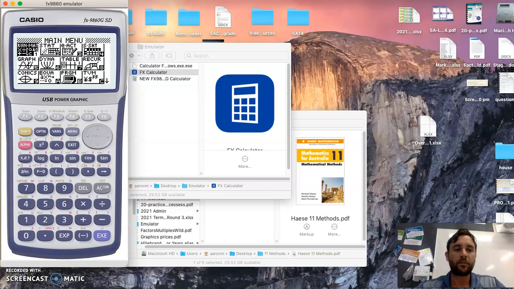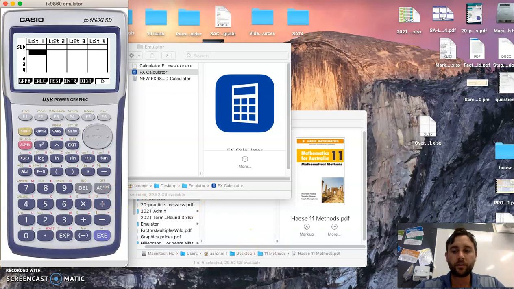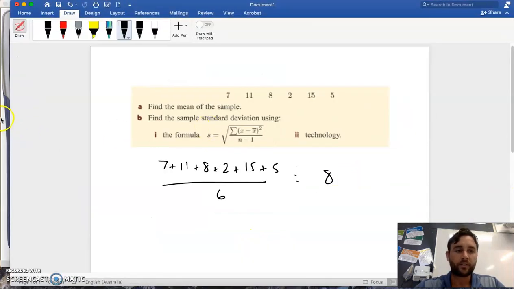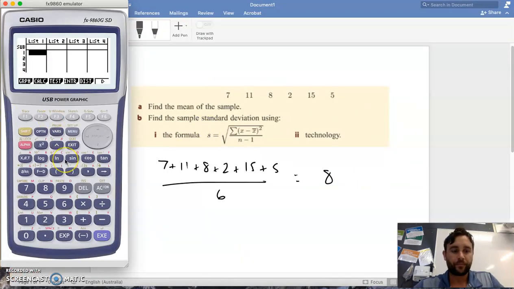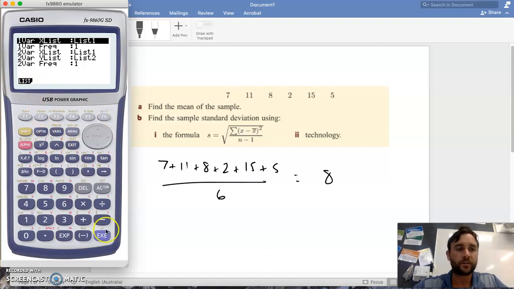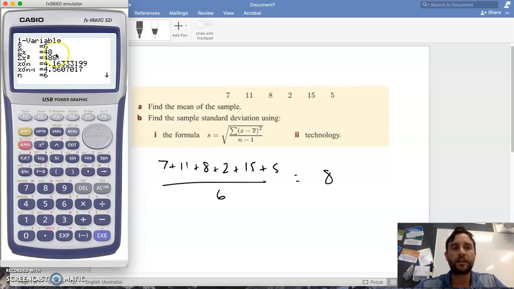Alright, we have our trusty emulator here in the corner, so if I just go into the stat function and put in those data values, 7, 11, 8, 2, 15 and 5. Of course, you should have seen this before, you should know how to do this. Calculate, make sure I'm on list 1, yes I am, first variable, and you can see the sample mean is 8, exactly what we got, awesome.